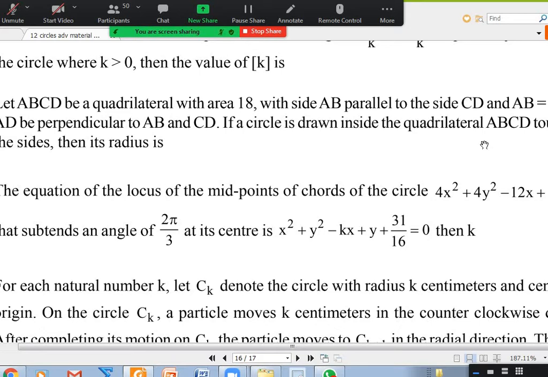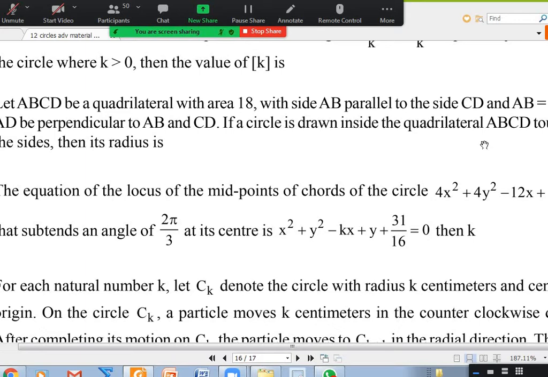Even 21 is a past year Advanced question, even a Mains question. This also doesn't need much knowledge of the circles that we study. Simply by geometry, they can do it. I'm sure this kind of question would have been there in school-level science Olympiad exams also.